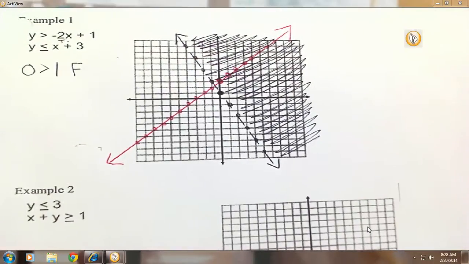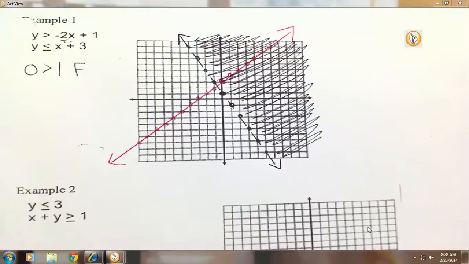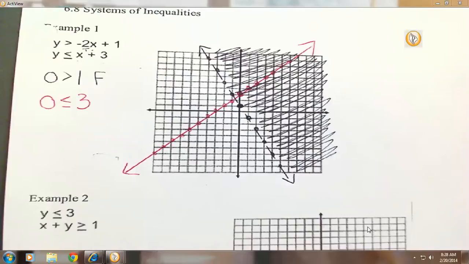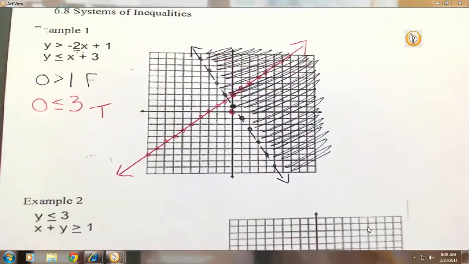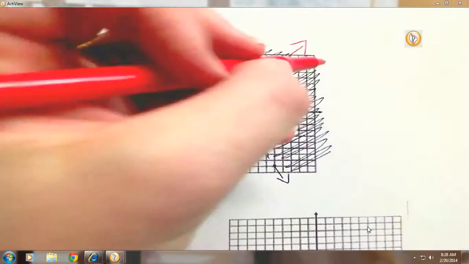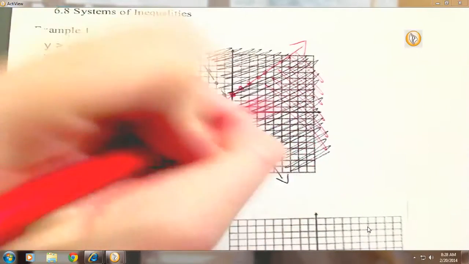Of course our next step would be to test our point. If we put 0, 0 in, we have 0 is less than or equal to 0 plus 3, which is 3. Now ask yourself, is that true? Is 0 smaller than 3? Yeah, it sure is, that's true. So what does that mean about the side with 0, 0? It's true, so we'll shade this side.